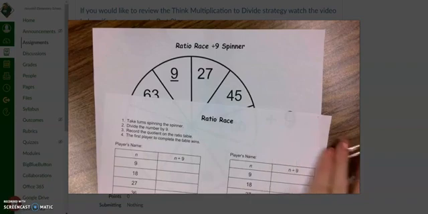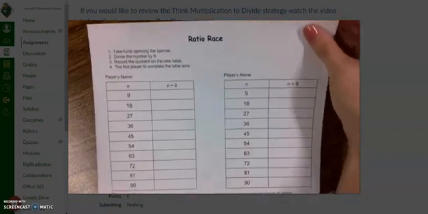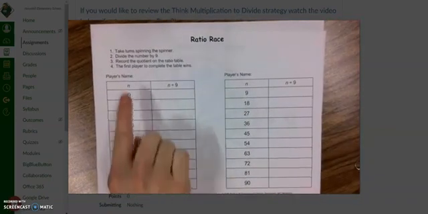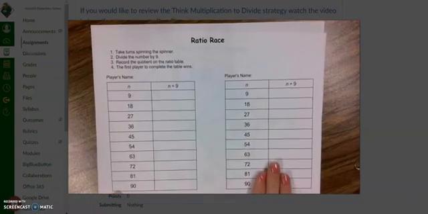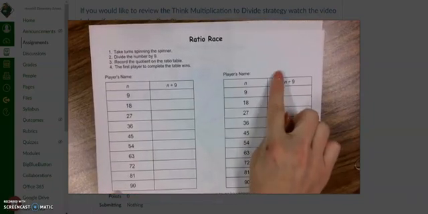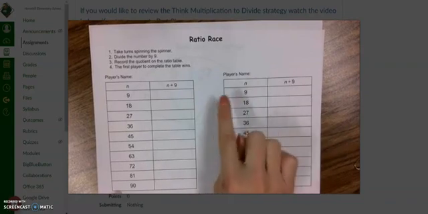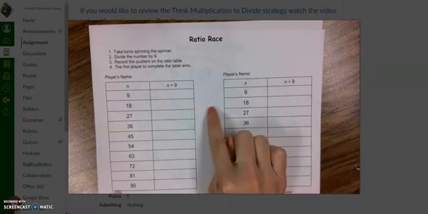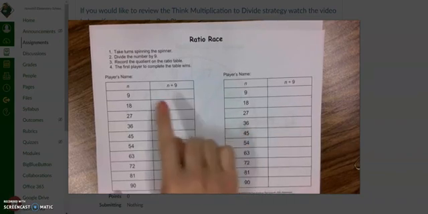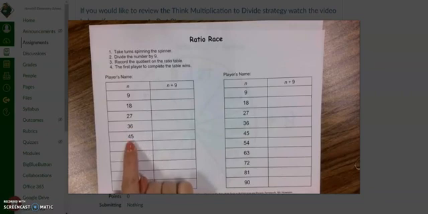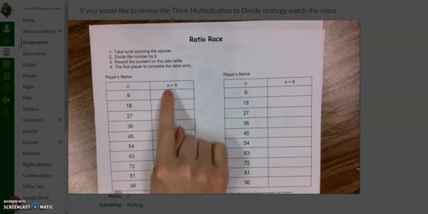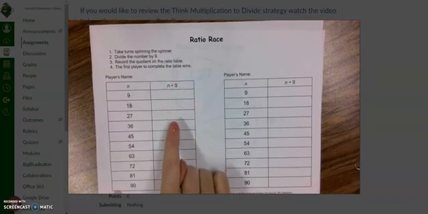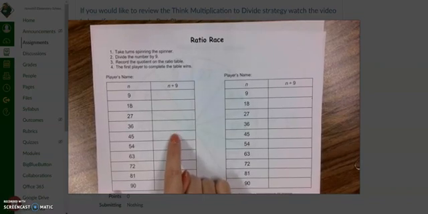So this is what the ratio table looks like. You have a side for you where you can put your name, and then a side for your partner where they can put their name. And then as you spin the spinner that's underneath my recording sheet right now, you're going to take that number and divide it by 9. So let's say I land on 45. Then I'm going to take 45, that's my n or my number, and divide it by 9. When I know what the quotient is, I'm going to write it in this box, and I can check with my partner if I need to.